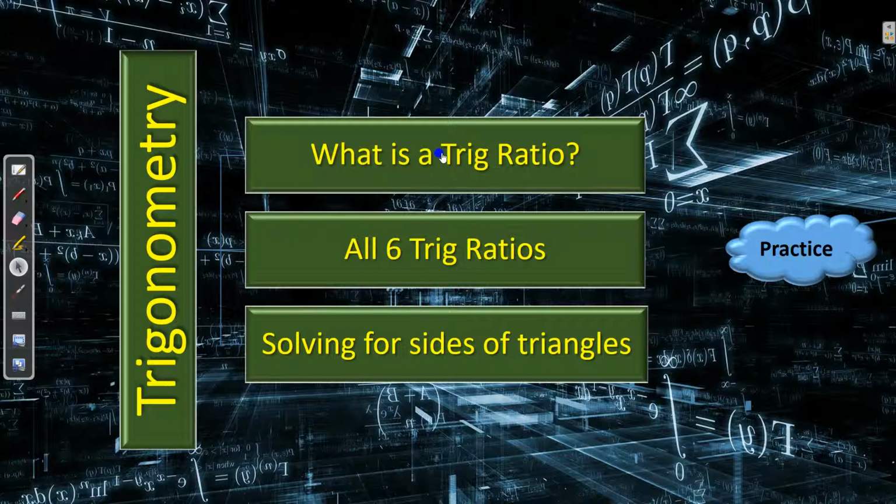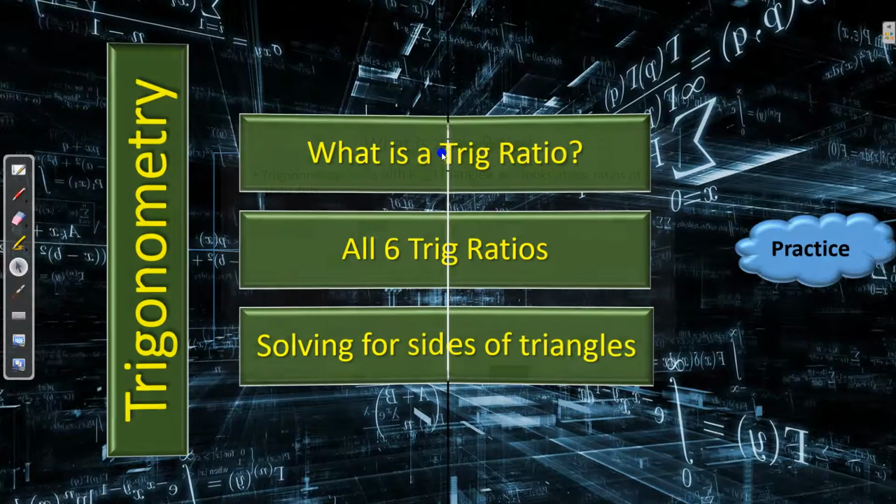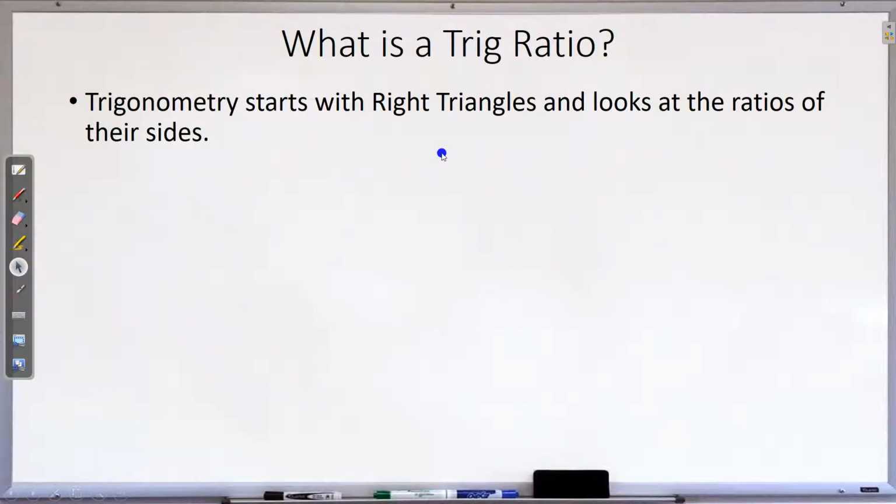So first, let's go back to the basics. What is a trig ratio? So trigonometry starts with right triangles, and we look at the ratios of their sides. So the ratio is just a fancy word for fraction. And so the 3 that you probably remember are sine, cosine, and tangent.